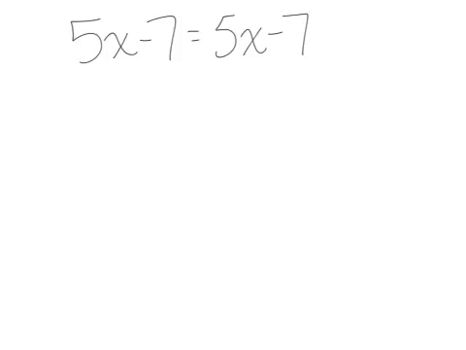Alright, on this problem, I hope that as you look at it, you realize that on each side of the equal sign, it's the same thing, 5x minus 7 on both sides.